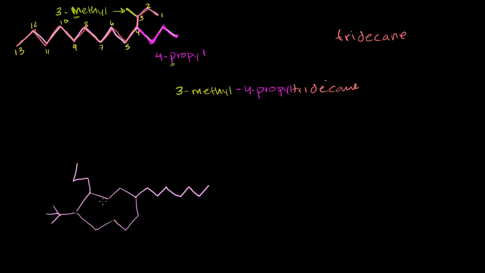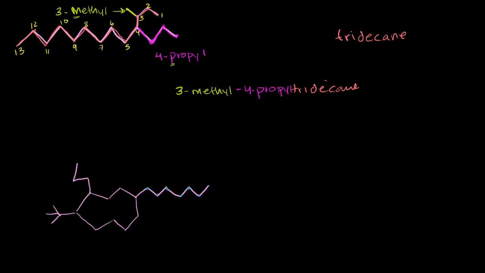Now let's do this one down here. This one seems a little bit more complex. The first thing to see is what is the largest chain or the largest ring that we have in our structure. The two candidates, we have this chain over here. This has 1, 2, 3, 4, 5, 6, 7 carbons. Now let's see how many carbons our ring has.